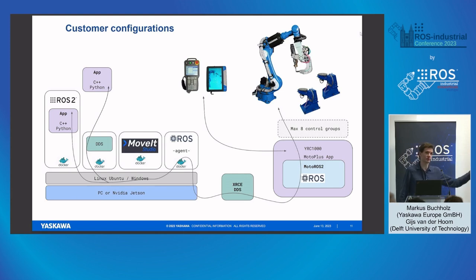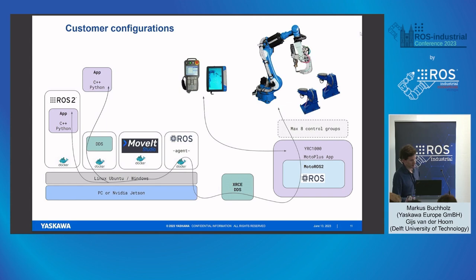For example, an application which is not a ROS node, which is not a ROS application, using, for example, DDS. So, for example, you can connect the application using DDS to ROS and perform the motion. Here we are using, for example, MoveIt Studio as a path planner or as the builder of your application. On the other side, we have an arbitrary limit of up to 8 groups of control.